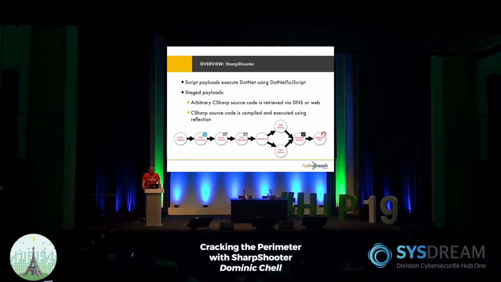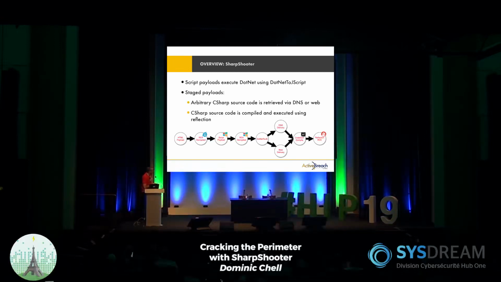So what SharpShooter does is it takes the .NET to JScript loader and the SharpShooter serialized object. It then encrypts it with a random key using RC4, Base64 encodes it and embeds it inside whatever scripting format that you've chosen. It then has a small harness which will decode and decrypt the payload and execute it. In a staged payload scenario, the payload that's executed will actually be some C# source code, and it's retrieved via web or DNS delivery, as you can kind of see on my little diagram here.